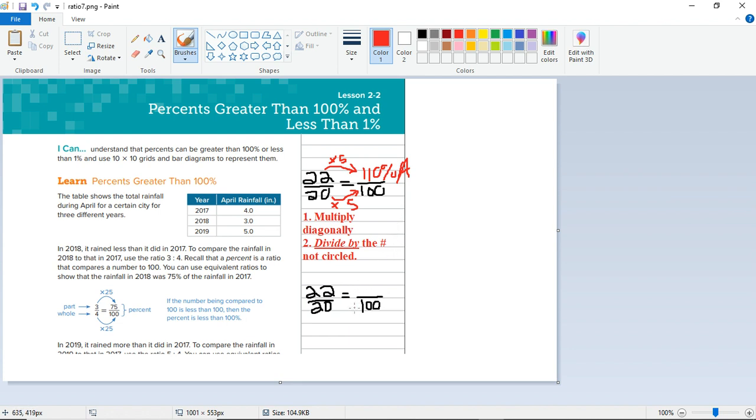Now, the other way that works every single time, because sometimes what if you have a 3 as the denominator instead of a 20? Nothing times 3 is 100. So then you get stuck. So I'm going to teach you a different way that works every single time so you don't have that problem. Okay, so what you do is first, step 1, multiply diagonally.